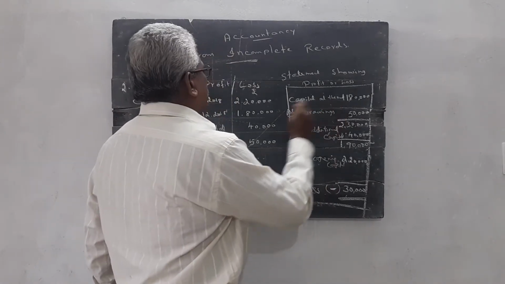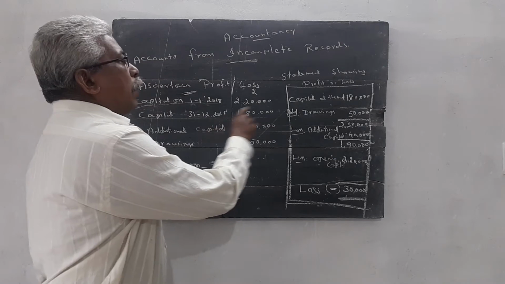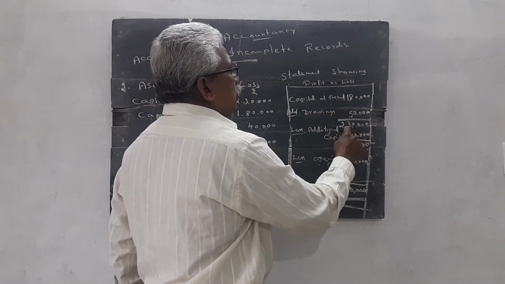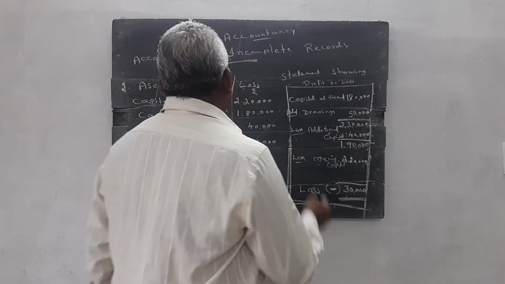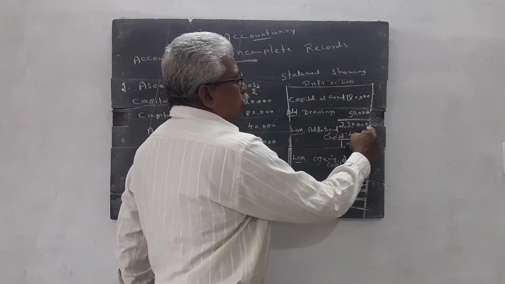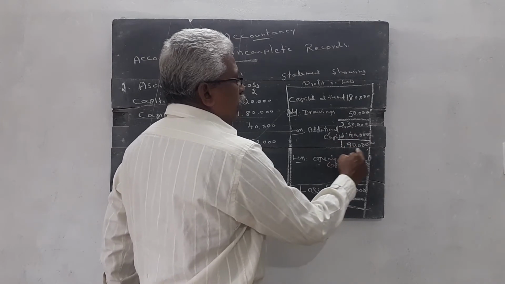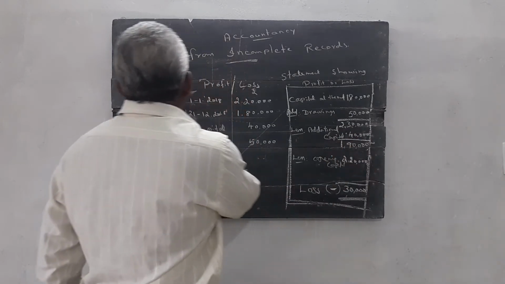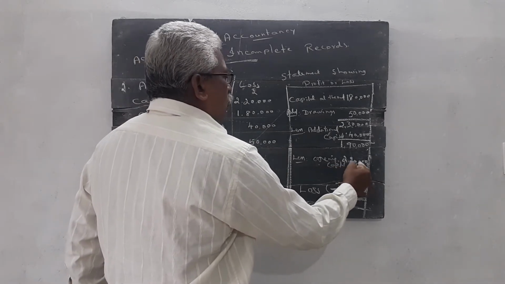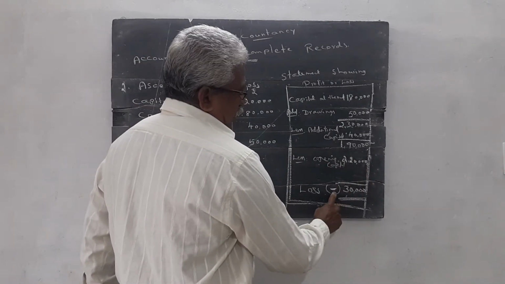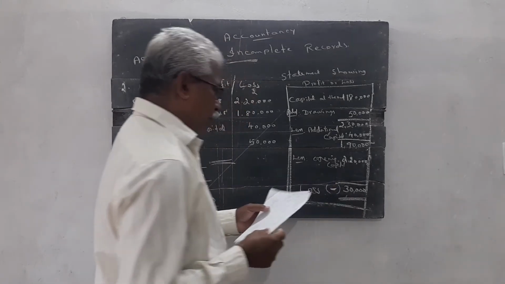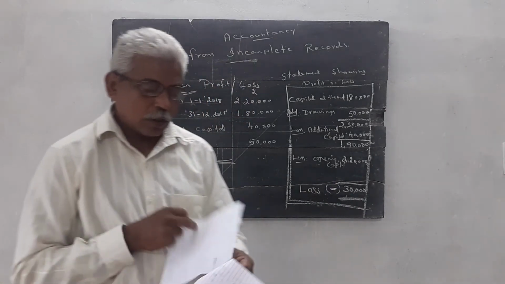Capital end is given here. Capital end 1,80,000. Add drawings 50,000 is equal to 2,30,000. Less additional capital 40,000. 2,30,000 minus 40,000 is equal to 1,90,000. Less opening capital 2,20,000. So here we get a minus answer. If you get a minus answer, it is a loss. Okay. Second problem also completed.